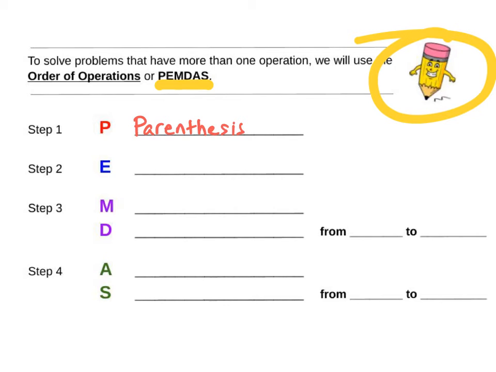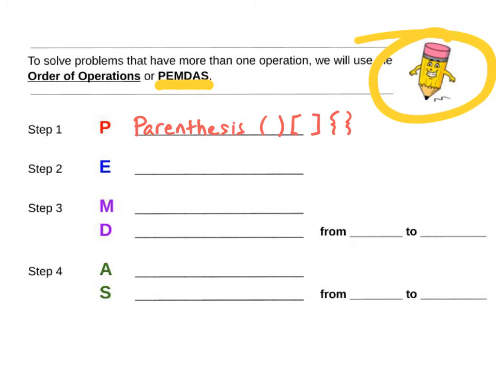Now we know parentheses normally look like this, but really we can have any kind of grouping symbol. You might have brackets that look like this, or you might have some crazy things that look like this. Chicken lips.